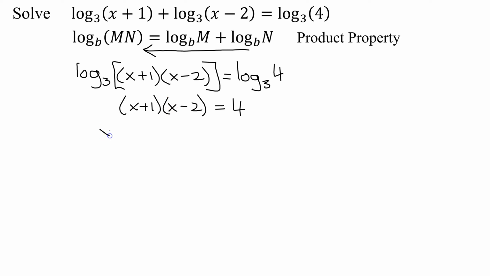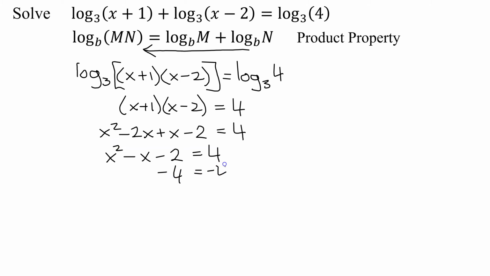X times x is x squared. X times negative 2 is negative 2x. 1 times x is plus x. And 1 times negative 2 is negative 2. And that has to equal 4. So I get x squared minus 2x plus x, which is minus x, minus 2 equals 4. This is a quadratic equation. I need to get 0 on one side, so I'm going to subtract 4 from both sides.